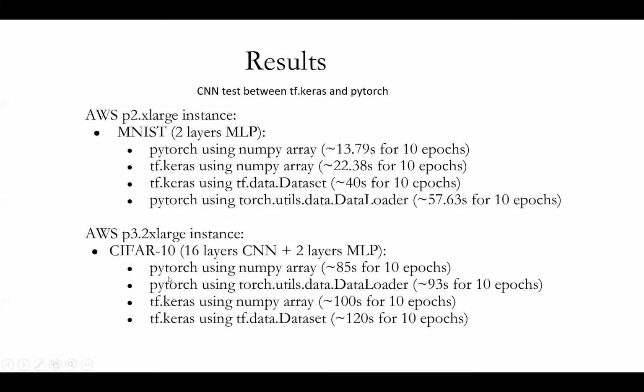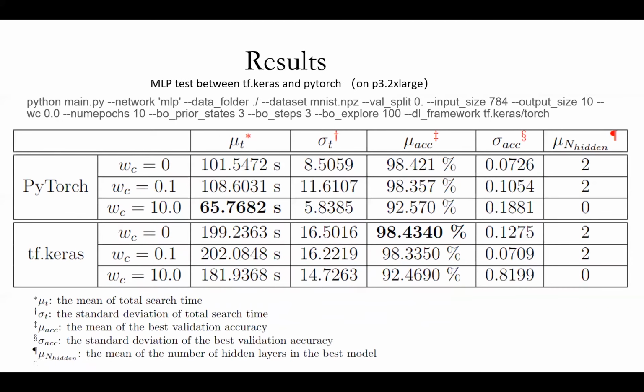For the CNN part, we use the CIFAR10 dataset. And this time, PyTorch is always faster than TF.Keras. And here are the results of our MLP classification. PyTorch is faster than TF.Keras as expected. This time, they perform similarly on accuracy. Moreover, TF.Keras might be a little better than PyTorch.